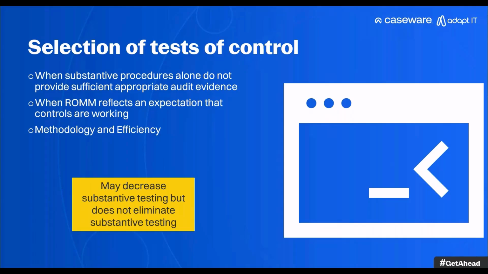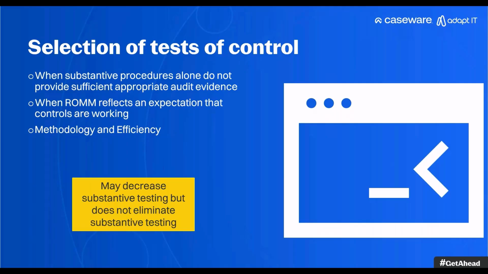Okay, so the selection of tests of control depends on the firm methodology or the standard. So the standard, as in the auditing standards, only requires you to test the operating effectiveness of controls if, and these are the two points in the standard, when substantive procedures alone do not provide sufficient appropriate audit evidence, and when your assessed risk of material misstatement reflects an expectation that controls are going to be working or operating effectively and therefore give you some form of audit evidence. The standard does not require any other instances where you must go and test the operating effectiveness of controls.